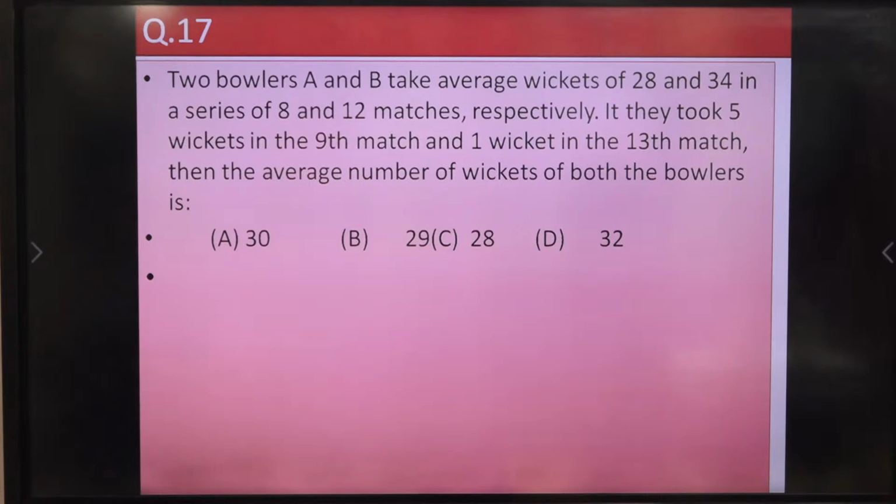SS Gupta has got one answer. Okay. So let us discuss this now.